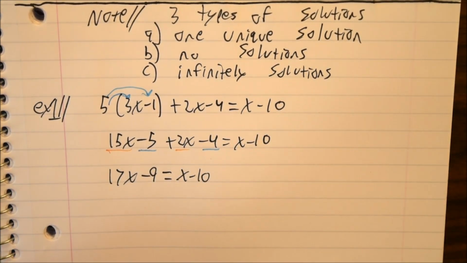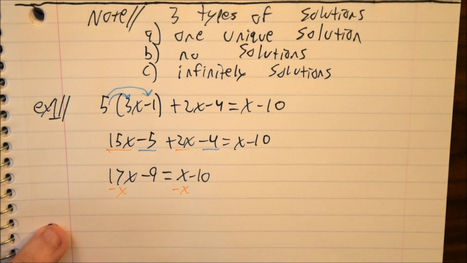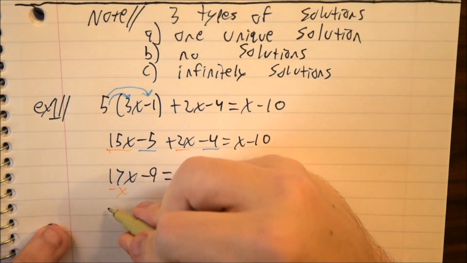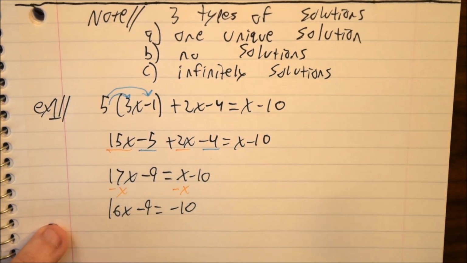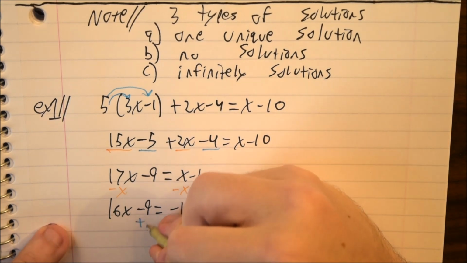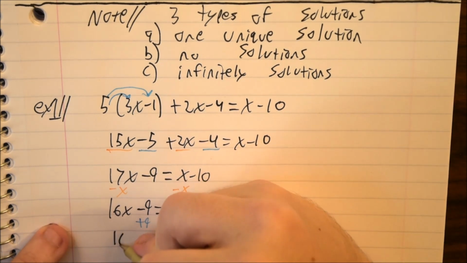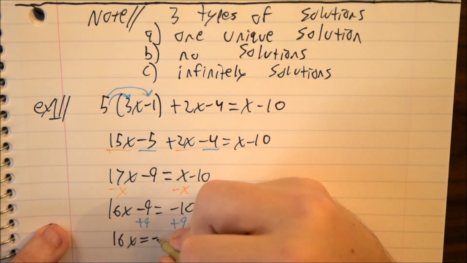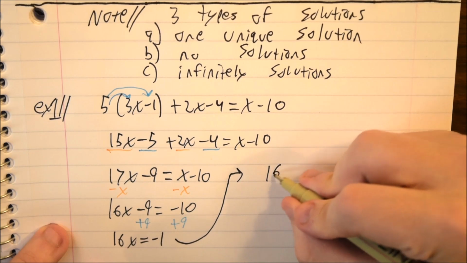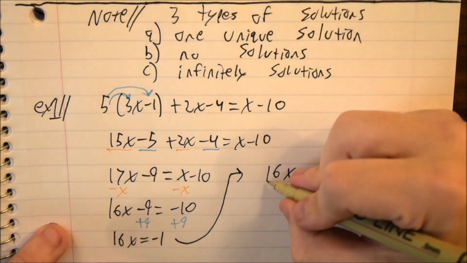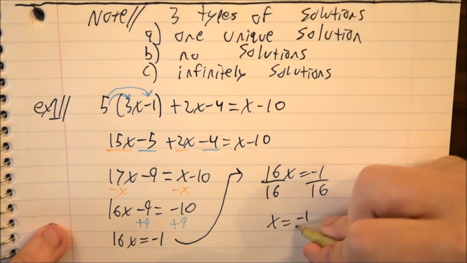Now I'm going to first subtract x from both sides. This gives me 17x minus 1x. There's 16x left over. Minus 9 equals minus 10. Now I'm going to add 9 to both sides. And that's going to give me 16x equals negative 1. To finish this out, I'm just going to divide both sides by 16. And that gives me that x is negative 1 over 16.